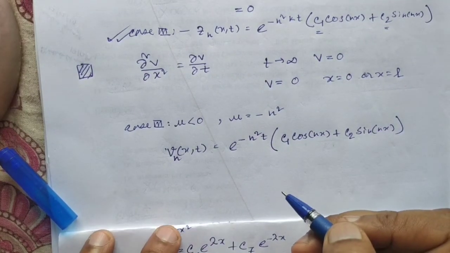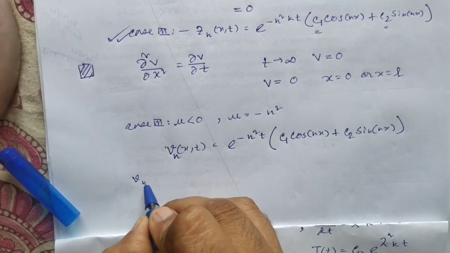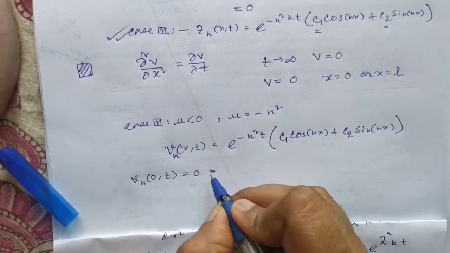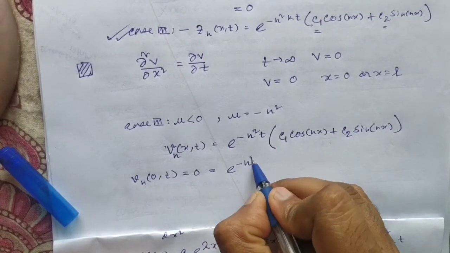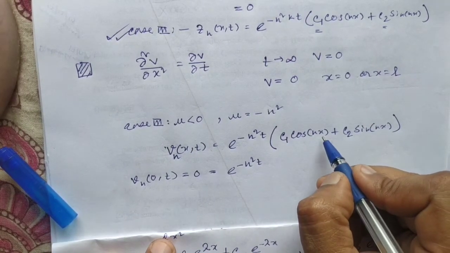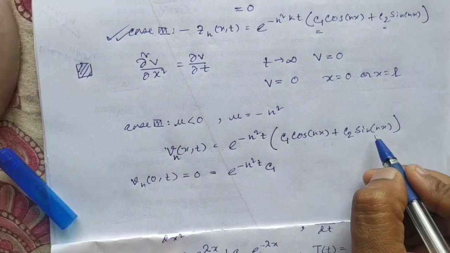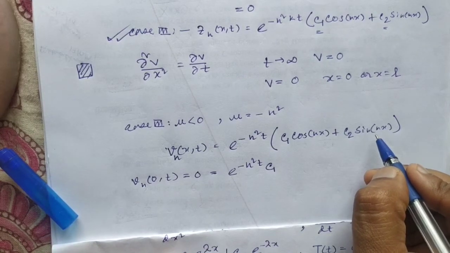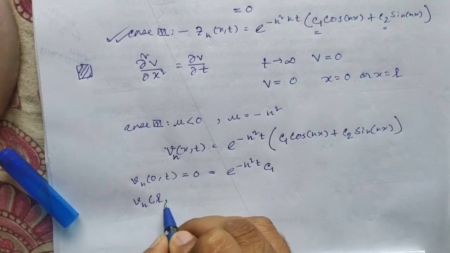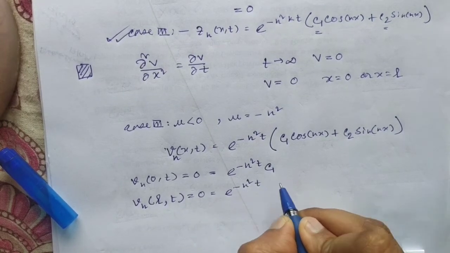So x is equal to 0. So v(0,t), which is equal to 0 as given there, is equal to e to the power minus n square t times, now x equal to 0 means this part is 1, so c1, and this part is equal to 0. Very good. And v(l,t) is equal to 0 as well, and follow that.